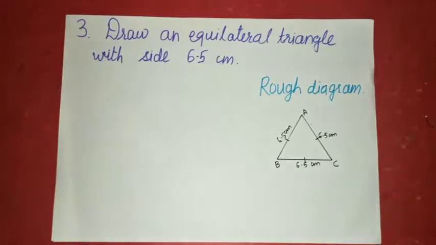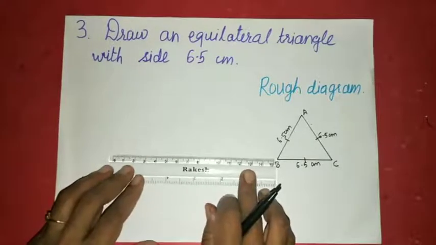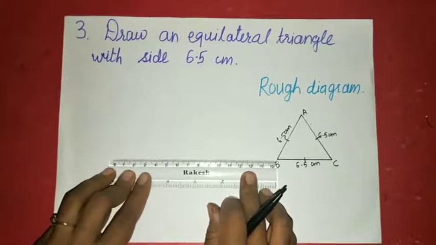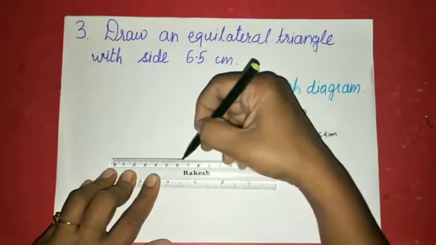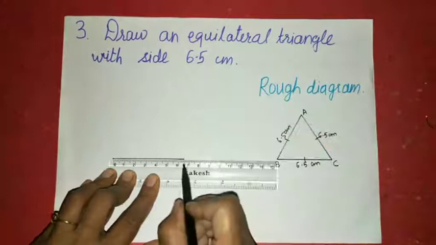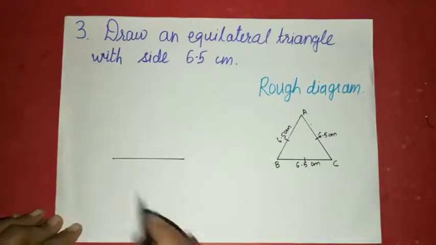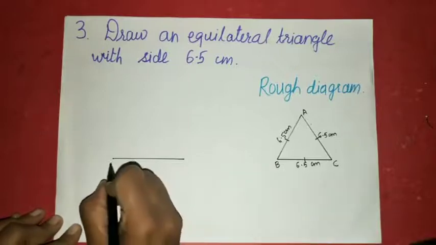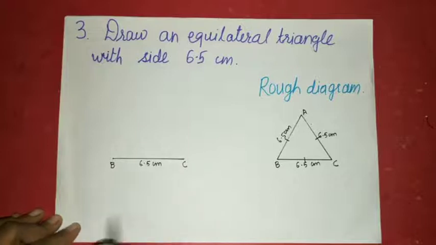Now we will start with the actual diagram of the equilateral triangle. Take your ruler. Now 6.5 cm means 6 cm and 5 mm. Start from 0, draw it up to 6.5. That is this line between 6 and 7. Now give the same name as given in the rough diagram. We will give here BC. This is 6.5 cm. So we will write the same measure here.